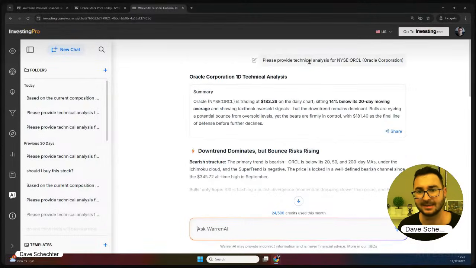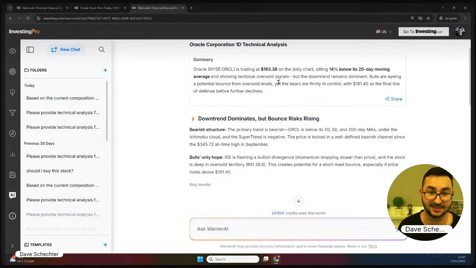So for example, I asked it because I saw that recently Oracle was falling on a news announcement earlier today. So I was curious what Warren thinks from a technical analysis perspective about Oracle. So essentially it says it's trading at 183.38. It's sitting 14% below its 20-day moving average, showing textbook oversold signals. The bears are firmly in control with 181.40 as the final line of defense before further decline.